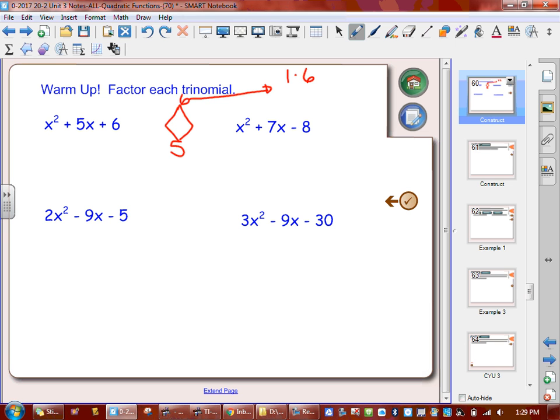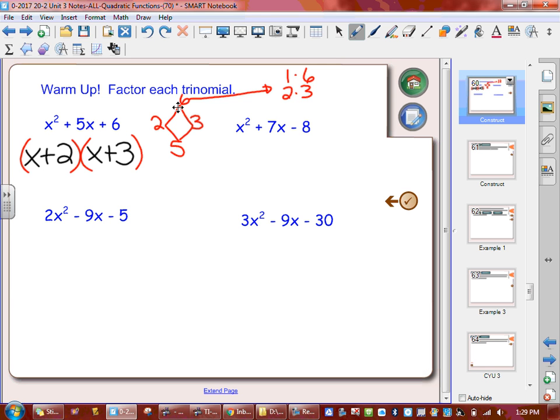1 times 6, 2 times 3. And you find the two numbers that multiply to give you 6, and they add to give you the bottom number, the B value. So we're going to have 2 and 3, they add to 5. So those become the numbers in your brackets. So we're going to have x plus 2 because 2 is positive, and x plus 3 because 3 is positive.